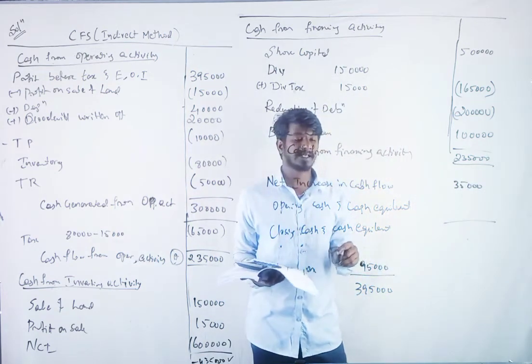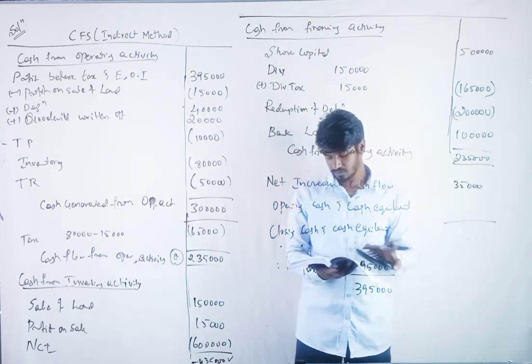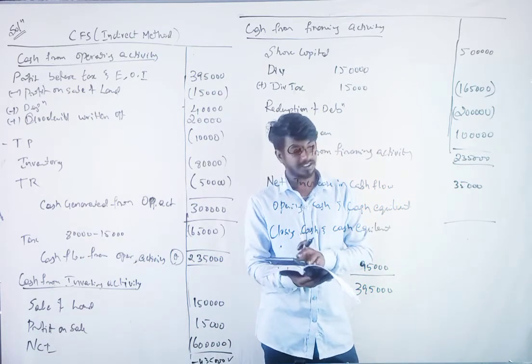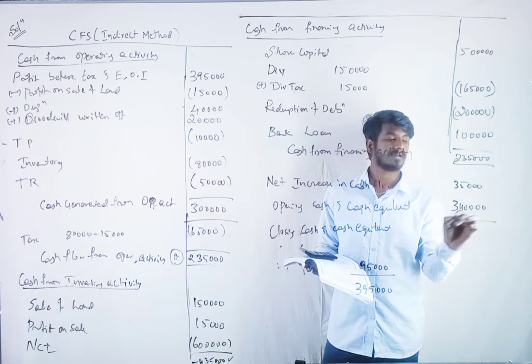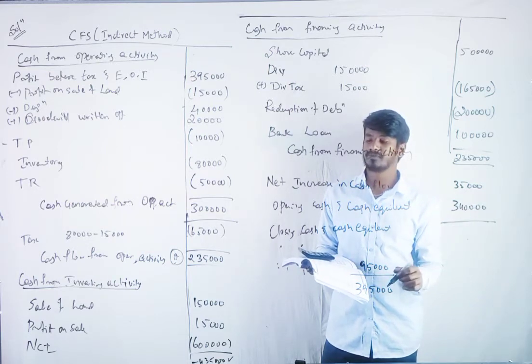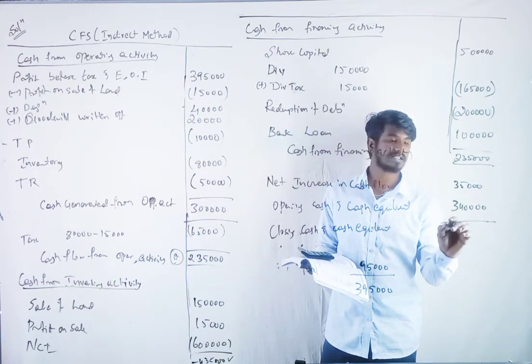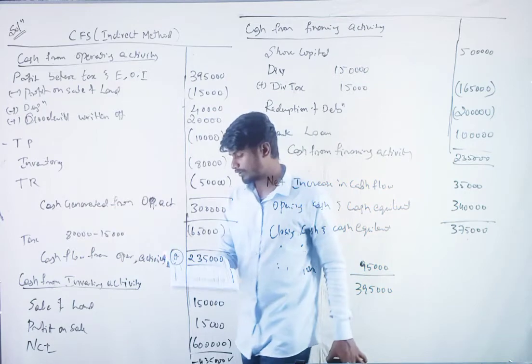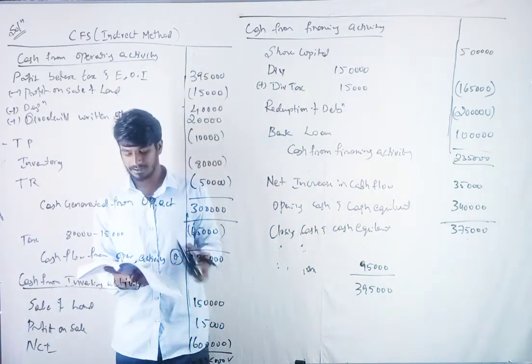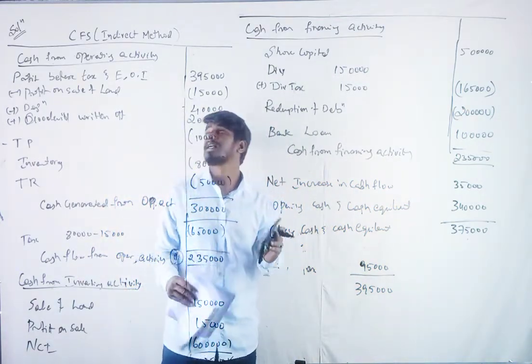And opening cash and cash equivalent, how much is it? Opening cash and cash equivalent is 3,40,000. And if we total, it should match with the closing cash and cash equivalent, 3,75,000. Is that matching with the closing? Yes, it's matching. The question is done.